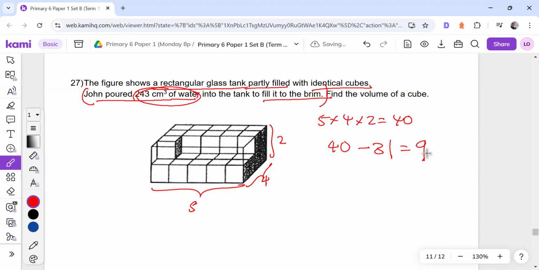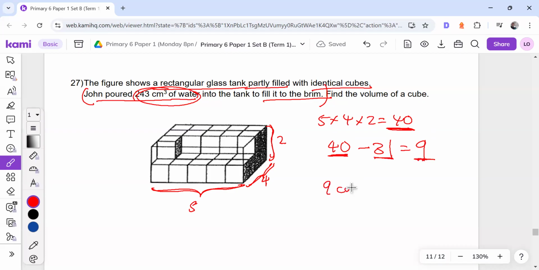All right, so those of you who don't know how to count the cubes, what do you do? You do this way. You can count how many cubes along the length, along the breadth, along the height. Then you multiply to get the total cubes in the glass tank. Then after that, you take the total cubes minus whatever is already inside. There are 9 cubes missing.